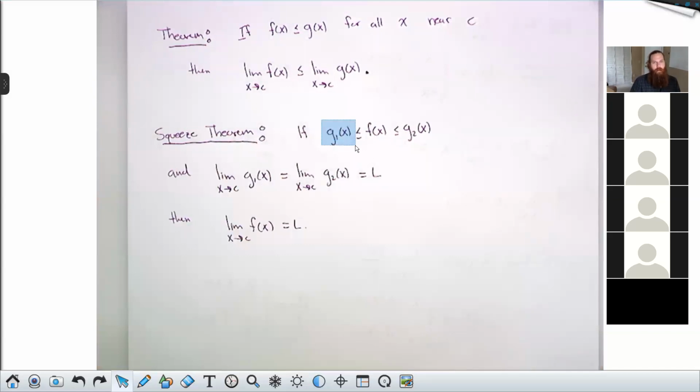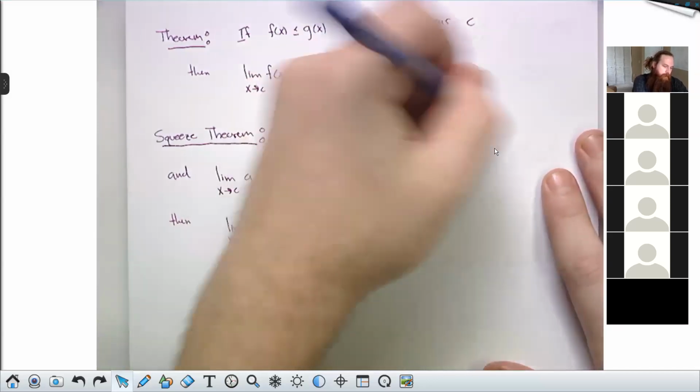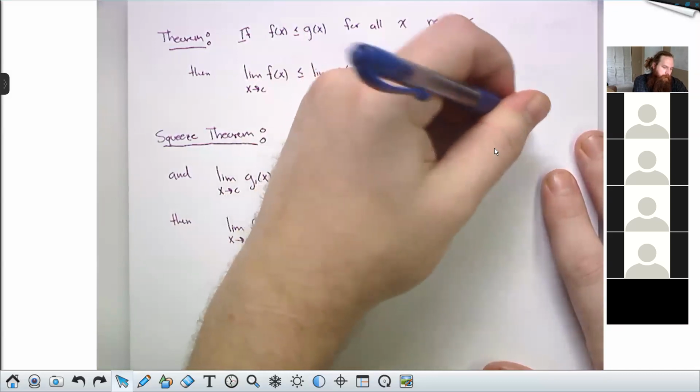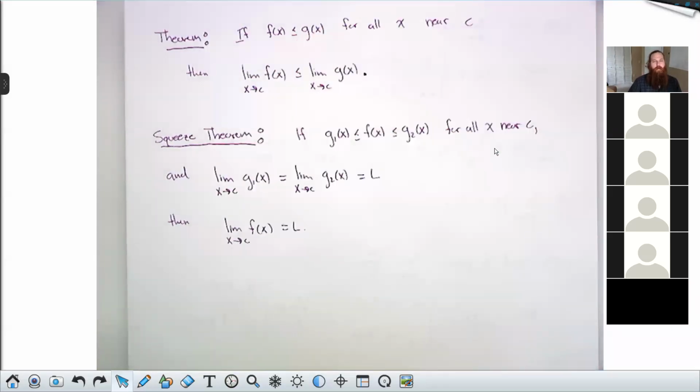So G1 and G2 are your two policemen, and you are f of x. G1 is the policeman behind you. G2 is the policeman in front of you. If the first policeman and the second policeman are both going to the police station, you're also going to the police station. And just like above, this inequality needs to be true for all x near C. Usually in practice, the inequality will be true for all real numbers x, but it's not necessary that it be true for all real numbers x.